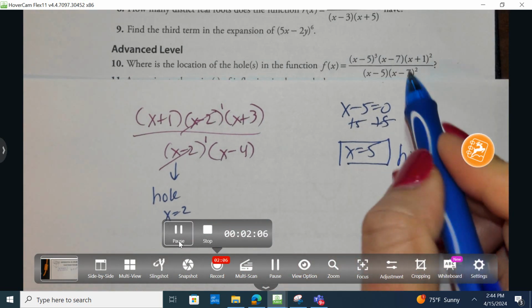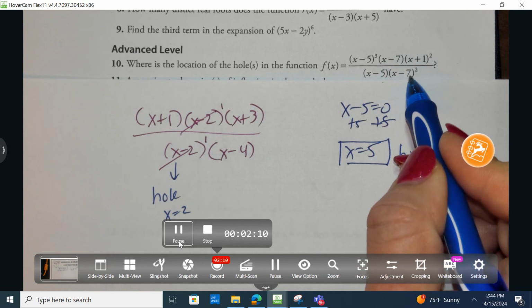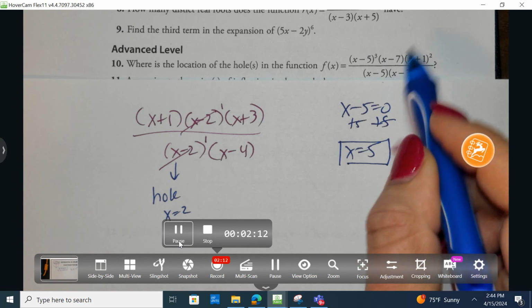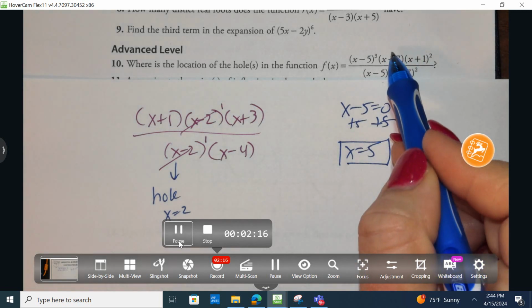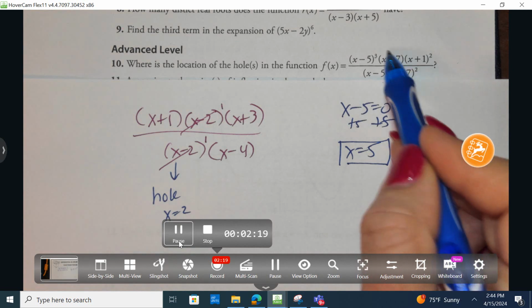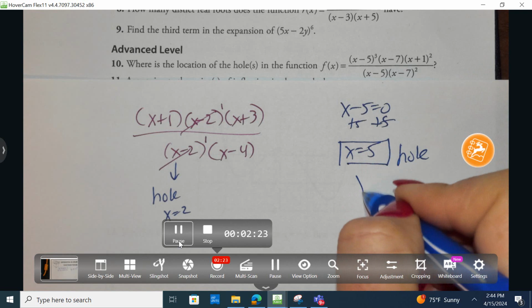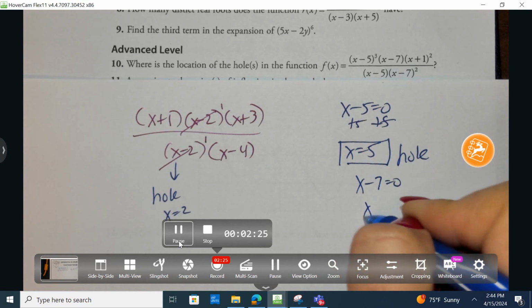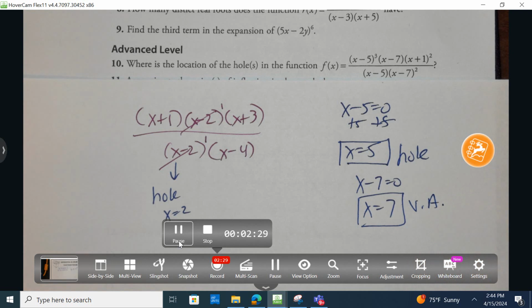But over here, we also have the expression x minus 7 on top and x minus 7 on the bottom. But what's different about this is that the multiplicity in the denominator is greater than the multiplicity in the numerator, and when that occurs, you have a vertical asymptote. So I set x minus 7 equal to 0, which means x equals 7 is the equation for the vertical asymptote.